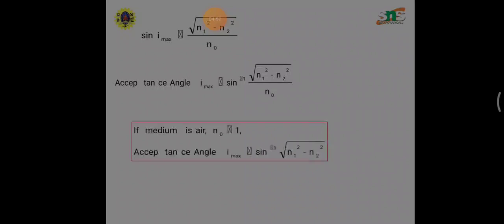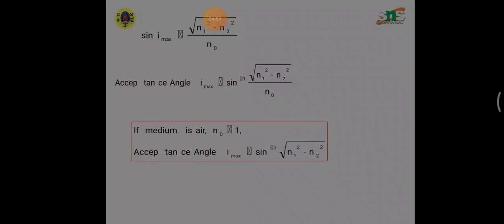If the refractive index of air n0 equal to 1, then the maximum value of sin I is given as sin I max equal to the root of n1 square minus n2 square, where n1 and n2 are the refractive indices of the core and cladding respectively.